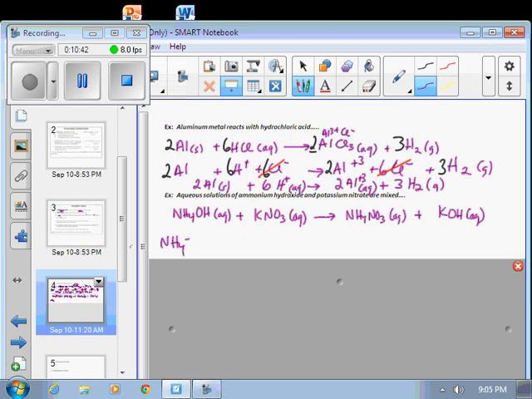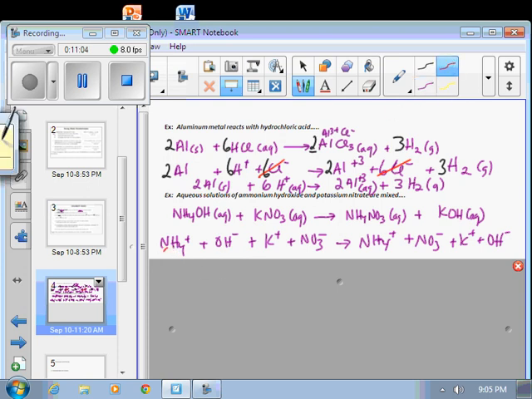So NH4 plus, plus OH minus, they broke up. K plus, NO3 minus, they broke up. It's so sad. No date for homecoming. Just kidding. And then break up. And last but not least, break up. Well, as it turns out, everybody broke up. So how many spectators you got? Let's see here. Spectator, spectator, spectator, spectator, spectator, spectator, and spectator, spectator. Everybody's a spectator.